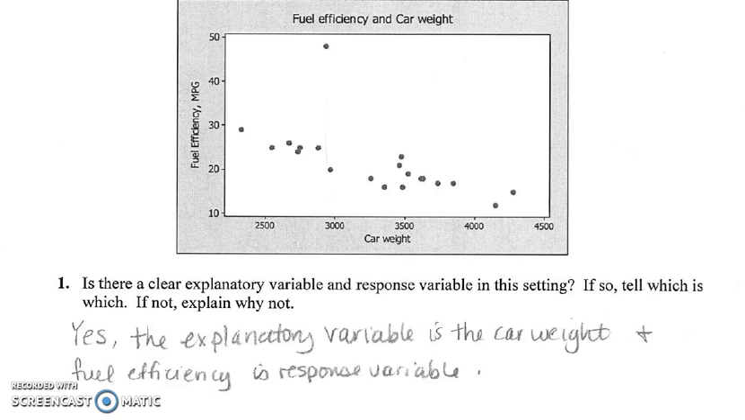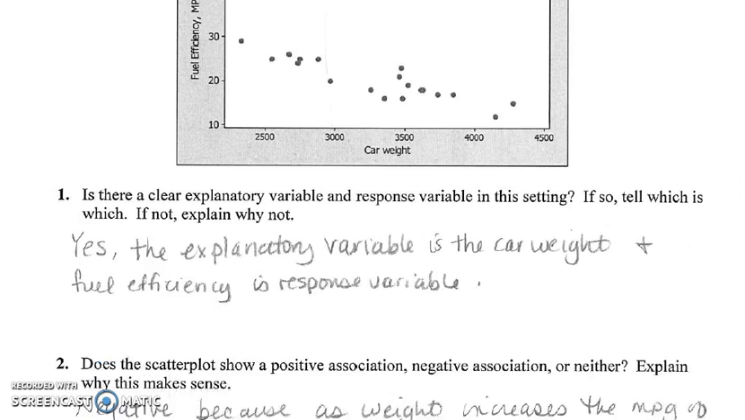So the first question was just asking, is there a clear explanatory and response variable? And we said yes, that obviously we would expect the car weight would be the thing that explains the gas mileage. And so the car weight also is on the x-axis, which is always your explanatory variable. And fuel efficiency, or miles per gallon, is on the y-axis, and that's always your response variable.